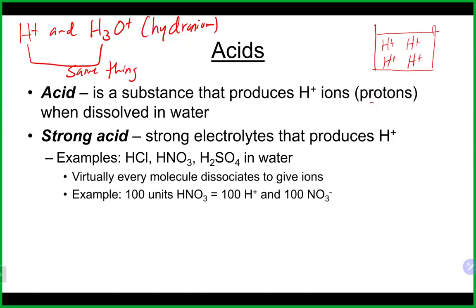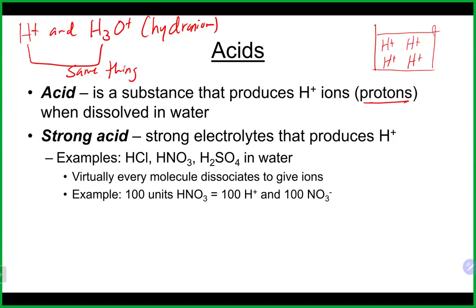H plus is also called a proton as well, and that's because hydrogen has one proton, one electron, and no neutrons. And that means in order for it to become positive, it had to lose its electron, which leaves it only a proton. So it's sometimes referred to as a proton in acid-base chemistry.